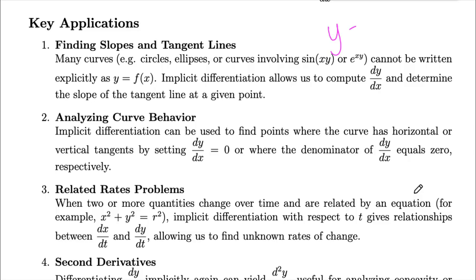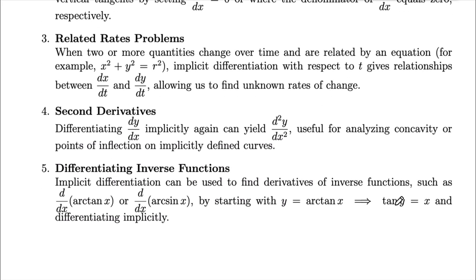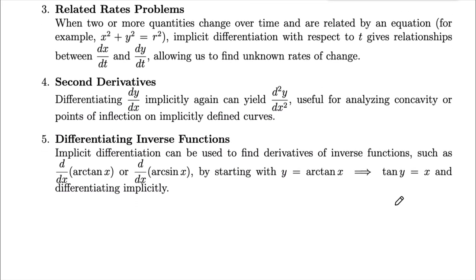Okay, anyway, so continuing on, the second key application is related to the first one. It's just analyzing curve behavior. So after we use implicit differentiation, oftentimes we will want to analyze it and see where our horizontal or vertical tangents are. Another important application is related rates. So these happen when we have two or more quantities that are changing together over time.